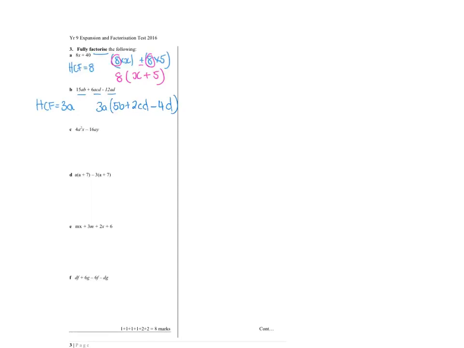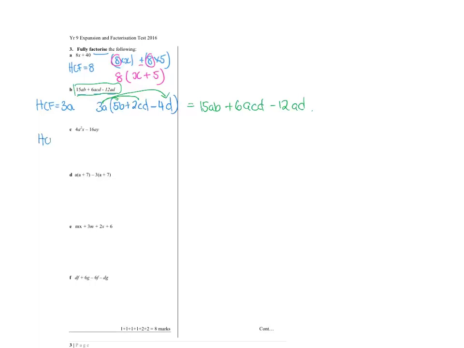Now you can check this by expanding it to see if you go back to the question. So if I go 3a times 5b, it would be 15ab. If I do 3a times 2cd, it'd be plus 6acd. And then if I do 3a times negative 4d, it'd be minus 12ad, which you can see is the question. So I must have done it correctly. Okay, so let's move on to the next one.